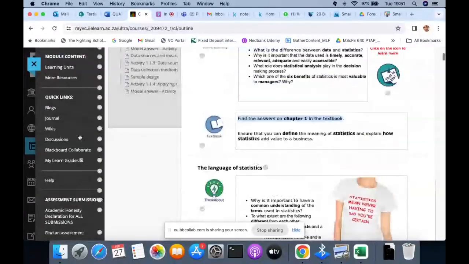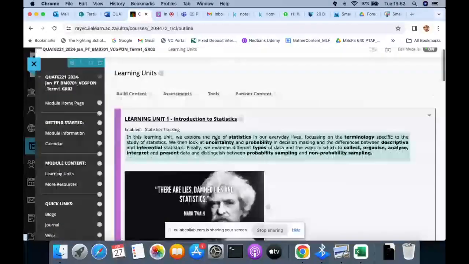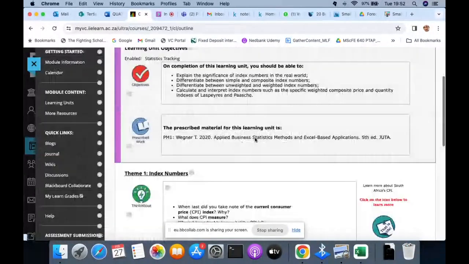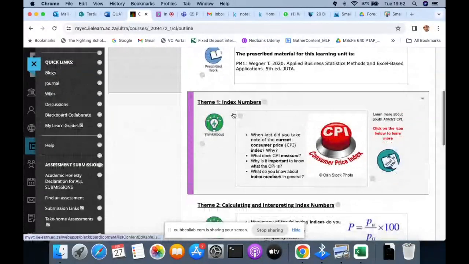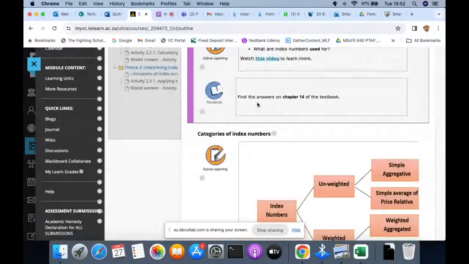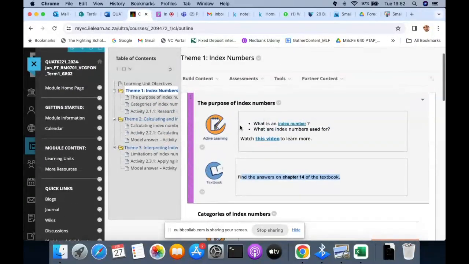If I go back to learning units and look at learning unit 2, for instance, index numbers, and start reading all these themes, let's click on theme 1, index numbers. You can see it tells you to refer to chapter 14 of your textbook. So learning unit 2 is chapter 14. That's how you can determine which chapter corresponds to that learning unit.